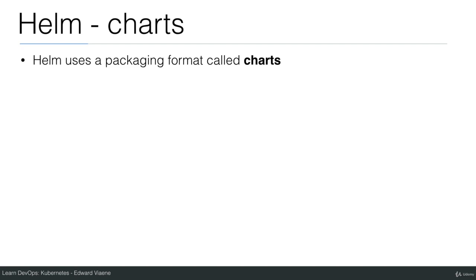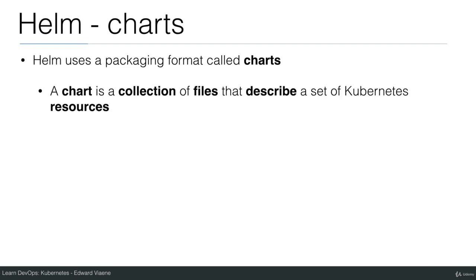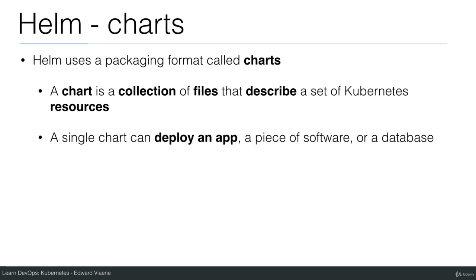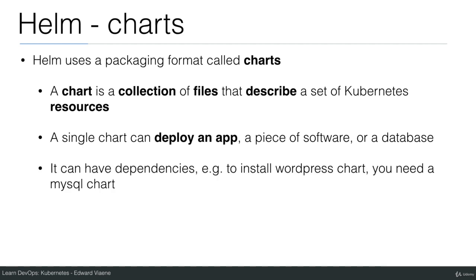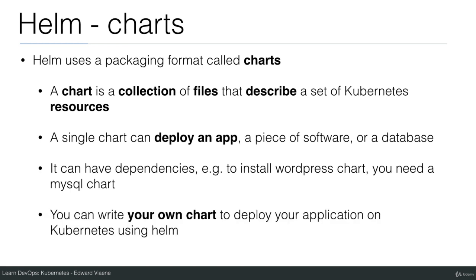Helm uses a packaging format called charts. A chart is a collection of files that describe a set of Kubernetes resources. Think about YAML files. A single chart can deploy an app, a piece of software, or a database. It can have dependencies. For example, to install the WordPress chart, you will need the MySQL chart. So the WordPress chart will depend on the MySQL chart. You can also write your own chart to deploy your application on Kubernetes using Helm.